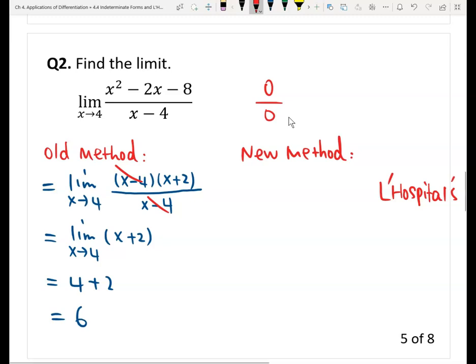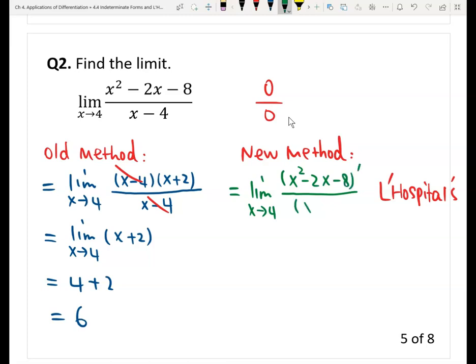Okay, it's a rule. And what do we do? So we're going to do this. We're going to take a derivative of both the numerator and the denominator, which means x squared minus 2x minus a, take a derivative. The denominator x minus 4, take a derivative. That's L'Hopital's rule. And now, this is easy to calculate, right? To find the derivative.